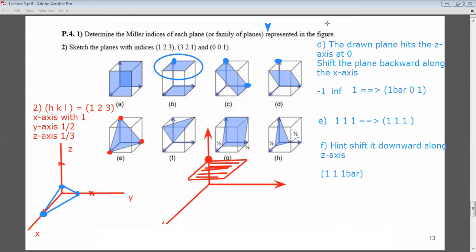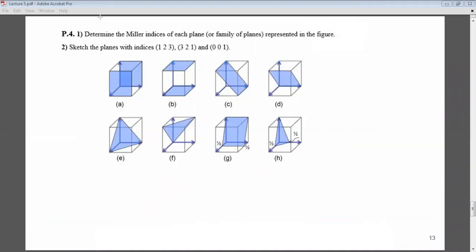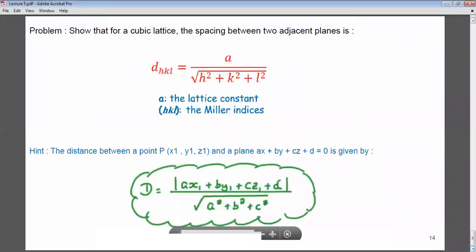Okay, great. I hope you are finding the exercises easy to deal with. The last thing is a formula that I asked you last time to prove. This is the spacing between two adjacent planes. So I want to find the distance between two adjacent planes. I don't know if you tried to do it yet. I'm going to give you hints on how to do it.